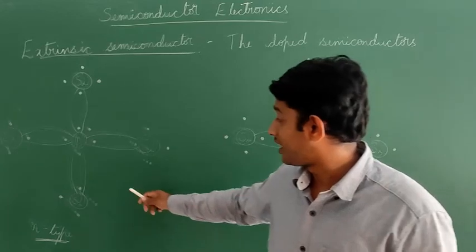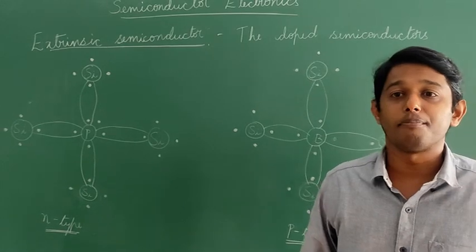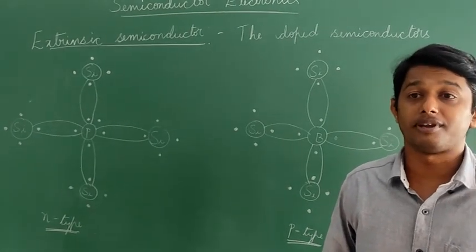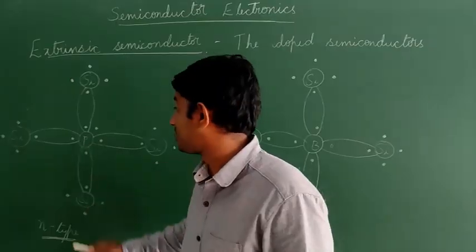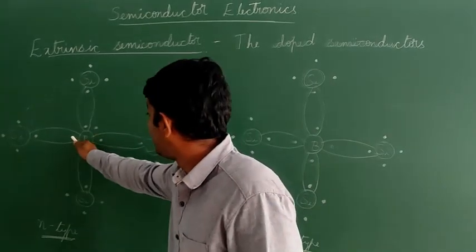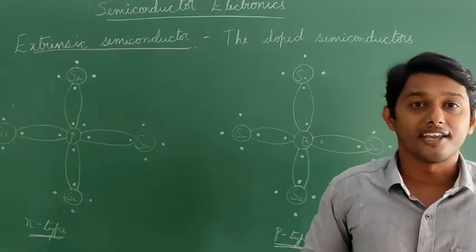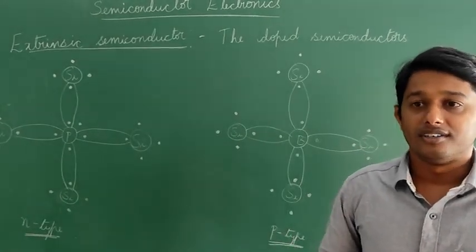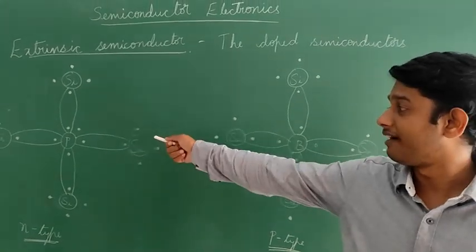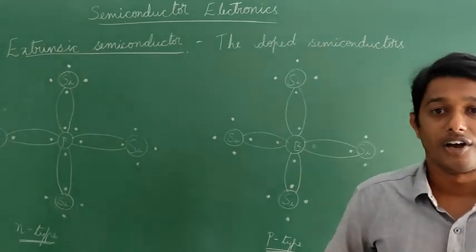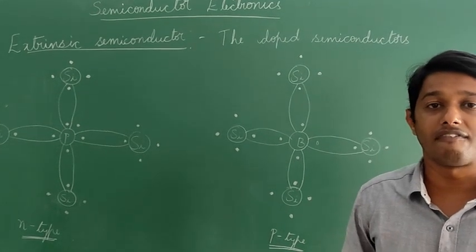First, we shall know something about N-type semiconductor. The N-type semiconductor is obtained when a pentavalent impurity is added to pure semiconductor. We have taken phosphorus here, which is a pentavalent impurity: 1, 2, 3, 4, 5, so 5 valence electrons are there. Four of them form covalent bonds with 4 neighboring atoms, leaving a free electron.